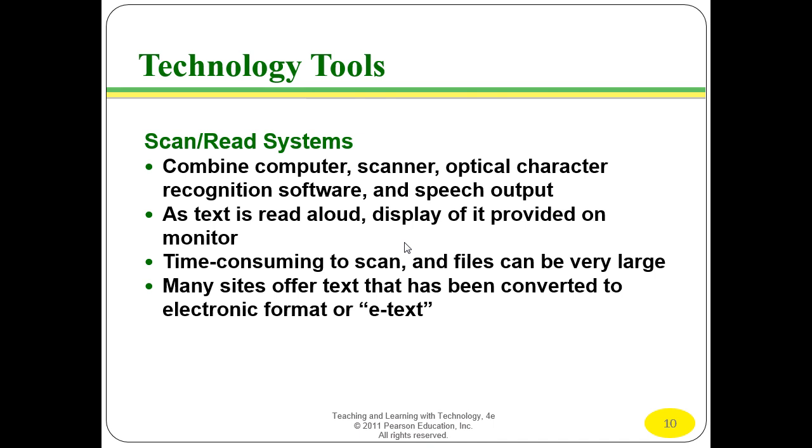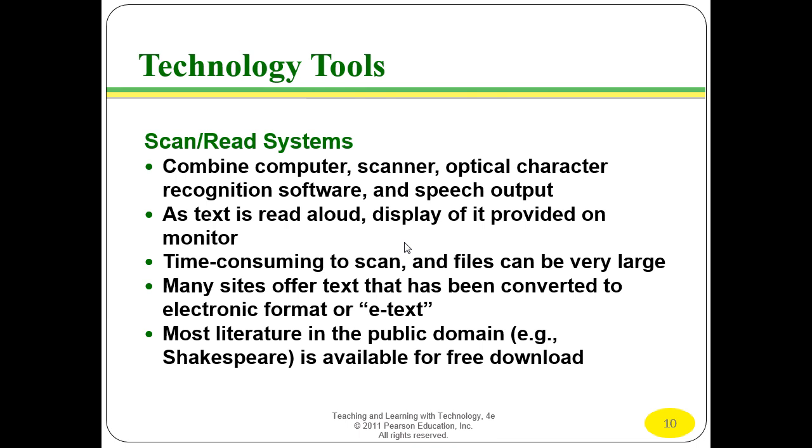But many sites offer text that's been converted to electronic format or e-text. So instead of having a paper book, they put it in digital form. And so like that, you don't have to go through the scanning process. All you have to do is just mark the text, let it read, and that saves some processing time. Most literature in the public domain, like Shakespeare and all that, is available for free download. So you could probably go to any number of websites, maybe even the Library of Congress, and download some books for students, especially if you're an English teacher. That would be great.